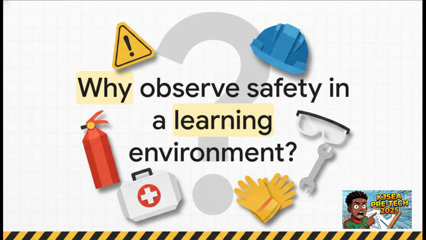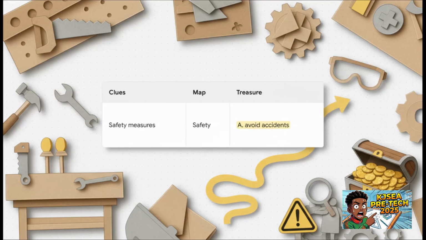Learners should observe safety measures in a learning environment in order to A, avoid occurrence of accidents, B, improve understanding, C, maintain clean workshop areas, or D, keep the learners healthy. So think about it. Why do we even have safety rules in the first place? Okay, so our clues here are safety measures and observe. Our map is safety in the learning environment.